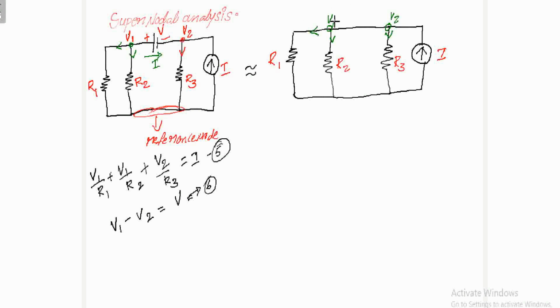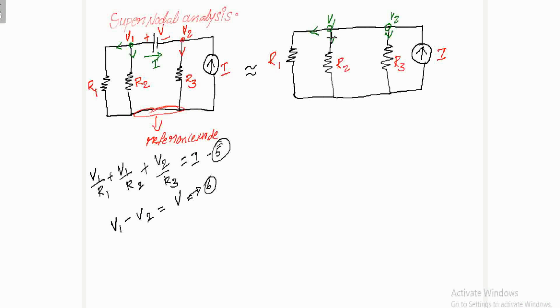How? Let us consider these V1 and V2 as super nodes. There is no voltage drop between V1 and V2. Now let us apply KCL commonly to V1 and V2. In supernodal analysis, what we have to do is replace the voltage source between the nodes where it exists, and apply KCL commonly to those two nodes. Those nodes are called super nodes. So let us apply KCL to V1 and V2 simultaneously.